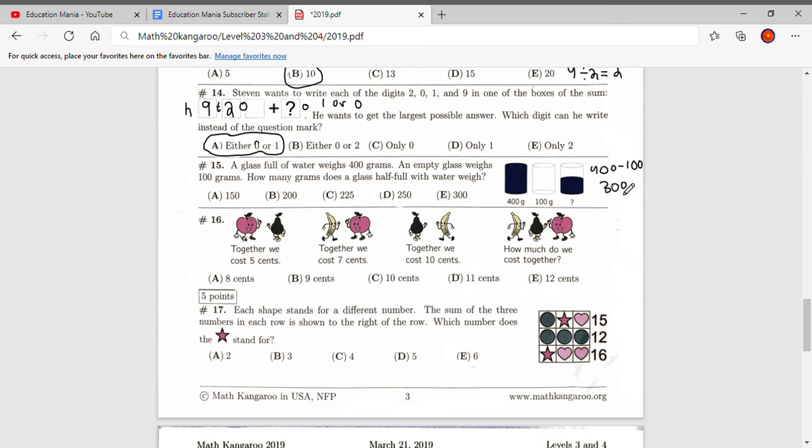grams. So that means half of the water will weigh 300 divided by 2, which equals 150 grams. But 150 is not our answer either, because it asks us for the glass half full with water. So we have to include the glass also. So we can add back the 100. And so we get that in total, it equals 250. So the answer for number 15 is D.